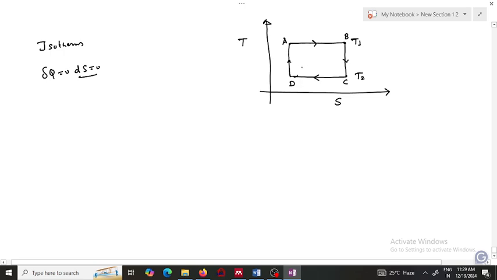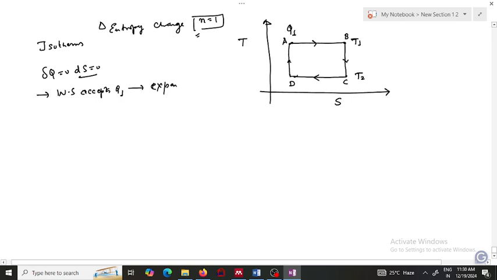For simplicity, I'm going to calculate the net entropy change during this cycle, and let me take the number of moles equal to 1. So in the first process, the working substance accepts heat Q1 from the heat source reversibly and is allowed to expand isothermally.